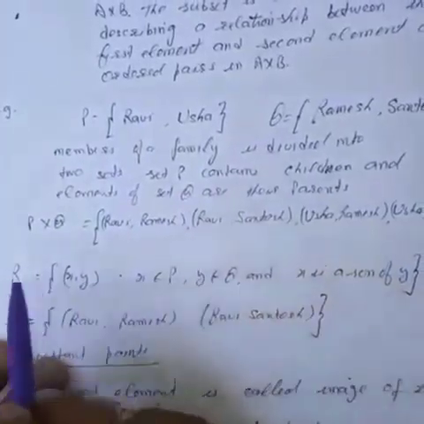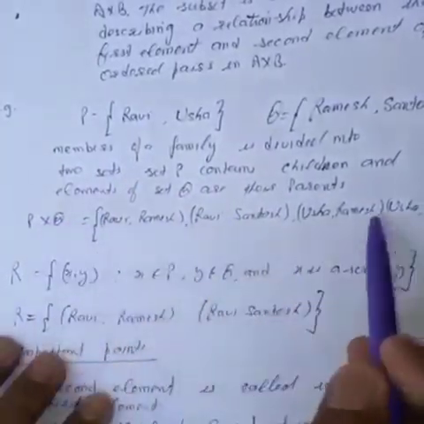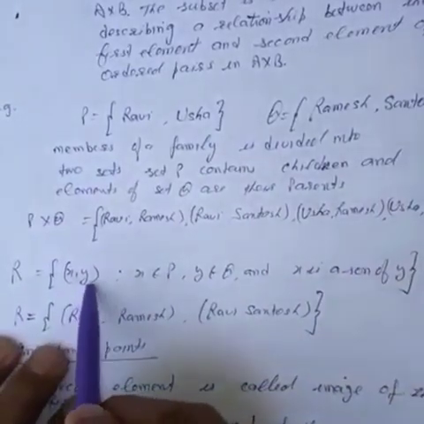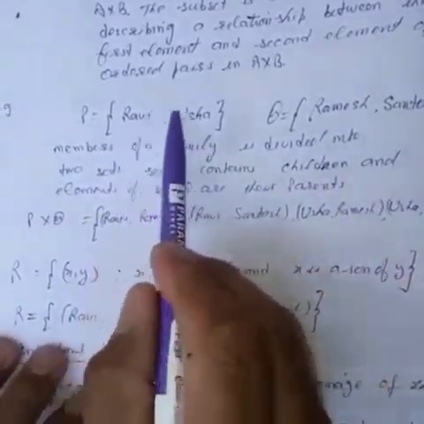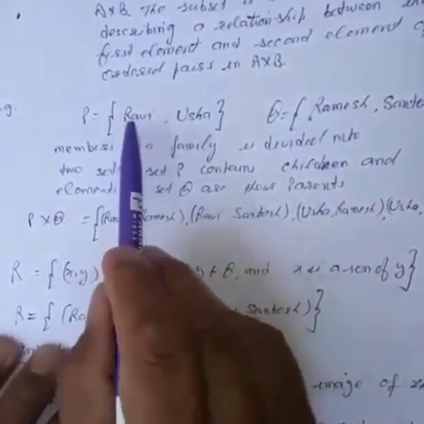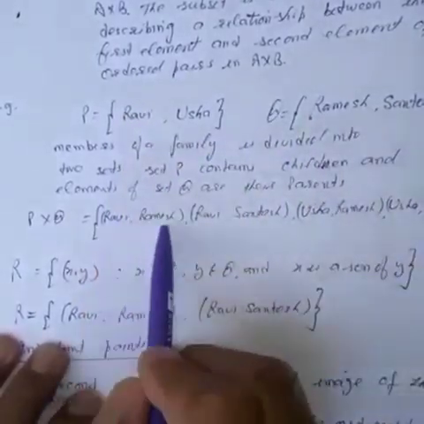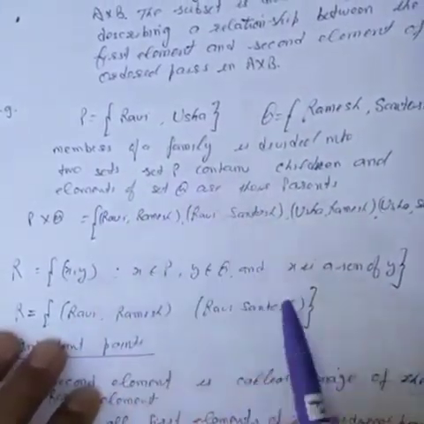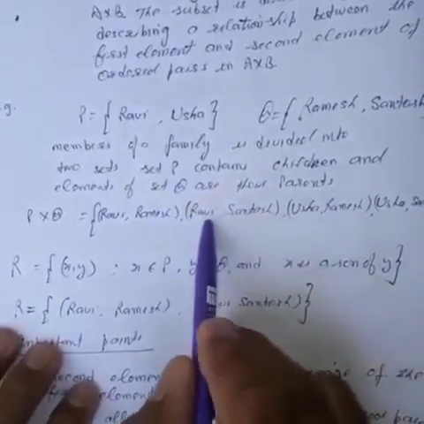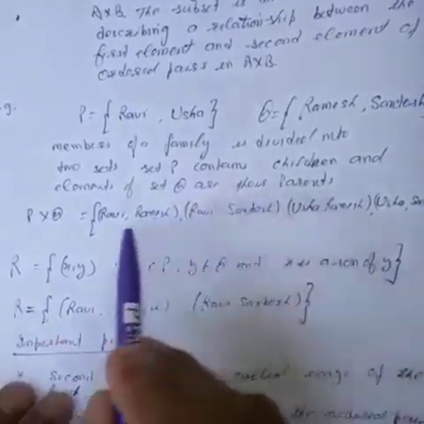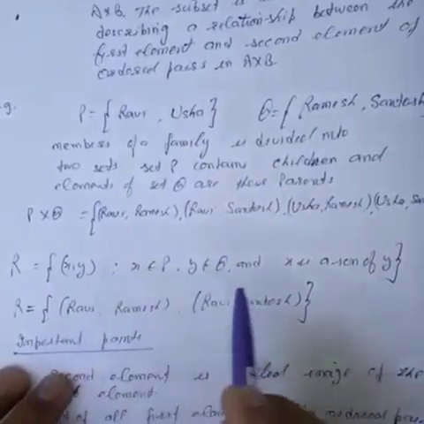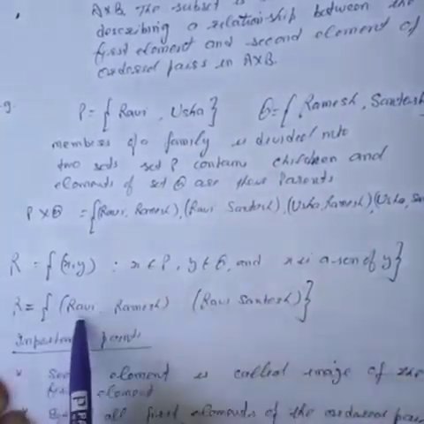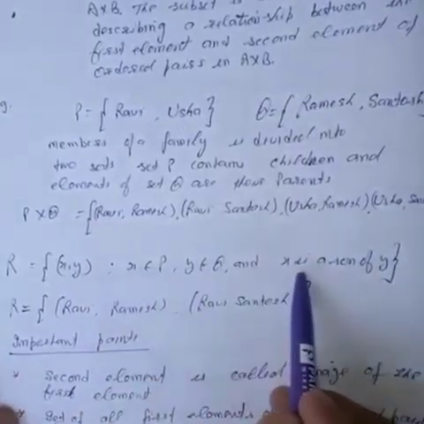Now we have to select the elements from this set which satisfy this condition. It means the first element should be son of the second. Now you consider, because Ravi is a male child, so Ravi and Ramesh, because Ravi is the son of Ramesh. Similarly, Ravi and Santosh, because Ravi is son of Santosh also, because she is his mother. So there are two elements which satisfy the condition. So this is R in roster form. This is R in set builder form.